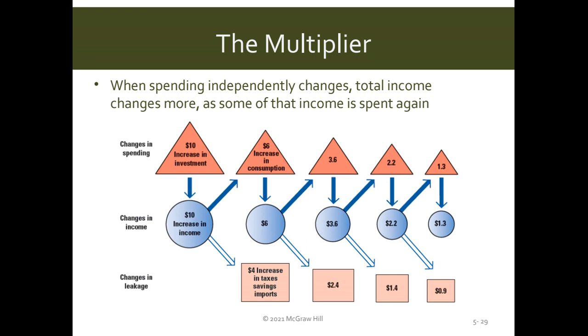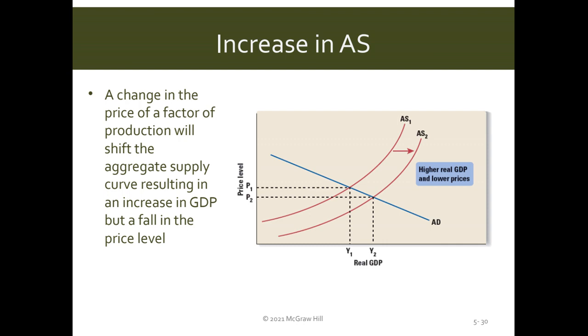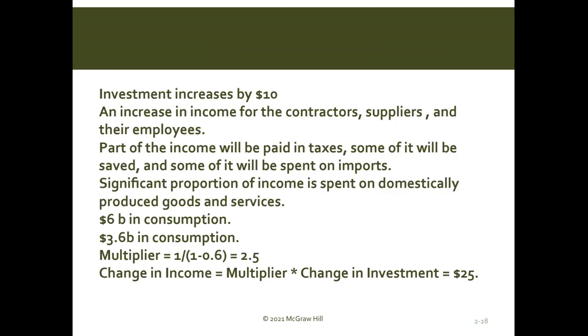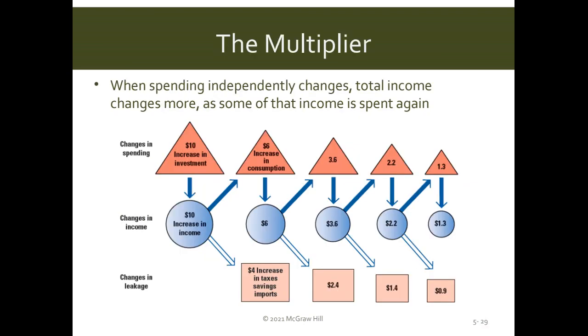So yeah, just see this: 10 billion, then 6, then 3.6, then 2.2, then 1.3. So every time it's 60% of the previous number, right? And when you add these, you will get the same answer. Now, I showed you what would happen when the aggregate demand curve shifts to the right, and I also discussed the concept of the multiplier. So you have to understand this diagram, and if you don't, then you have to read the textbook as well. I'm leaving this as your homework.